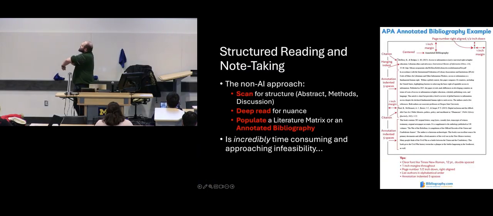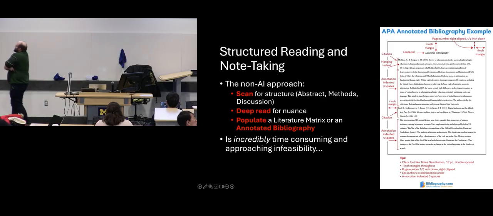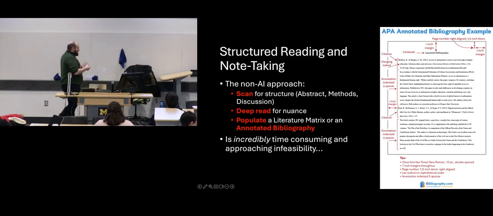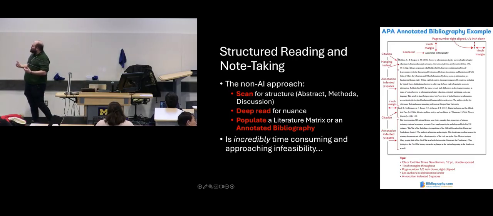So this is possibly one of the reasons that we're all here, that we're interested in this type of thing. If you were to try to summarize and synthesize a bunch of literature, the most structured way that you could do it is through something like an annotated bibliography or a literature matrix. You would scan the abstract, the methods, the discussions. You would write a little report that you could then link to a particular paper. It's incredibly time-consuming and rapidly becoming infeasible because there are more and more academic papers being published.